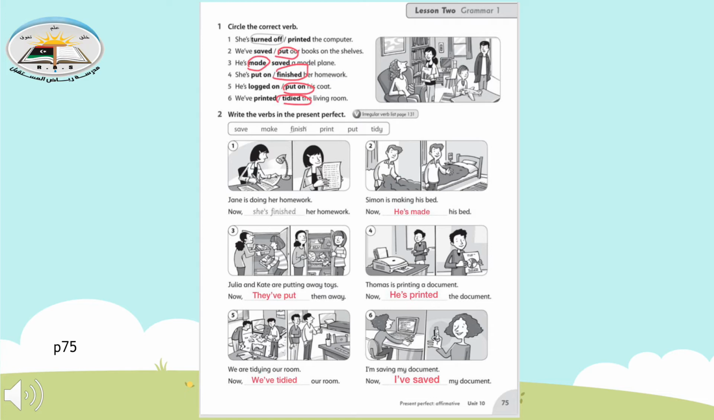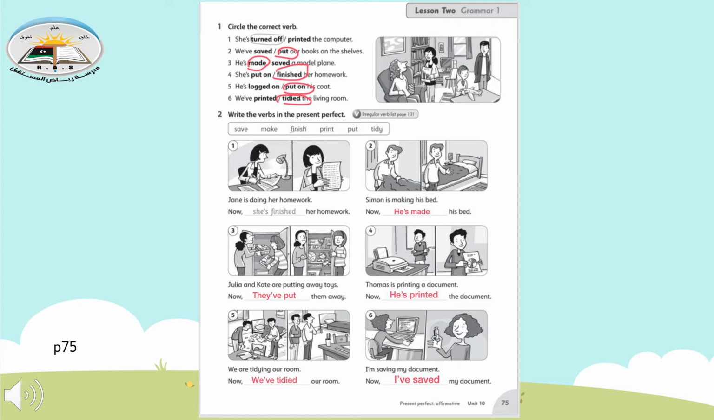Now let's move on to question number 2. Write the verbs in the present perfect. We have the verbs in the box: save, make, finish, print, put, tidy. Our first picture: Jane is doing her homework. Now she has finished her homework. Simon is making his bed. Now he has made his bed. Julia and Kate are putting away toys. Now they have put them away.